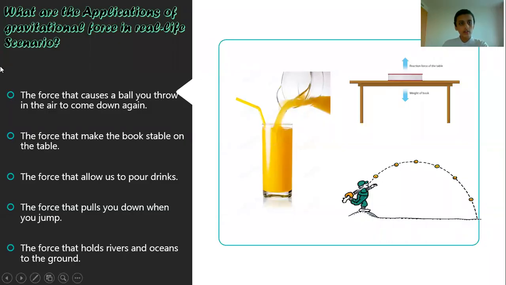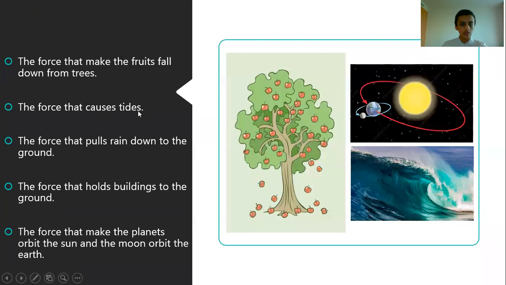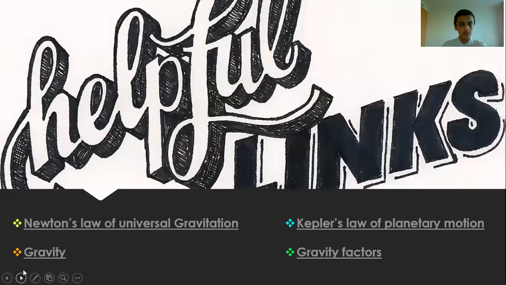Now to the final question. What are some applications of gravitational force in real life scenarios? This is a pretty easy question because gravity is everywhere, and some of the examples are that it's the force that pulls the ball down to the ground when we throw it, what allows the box or any object to stay on the ground without moving or floating. It also allows us to pour drinks. Here are also some extra examples.